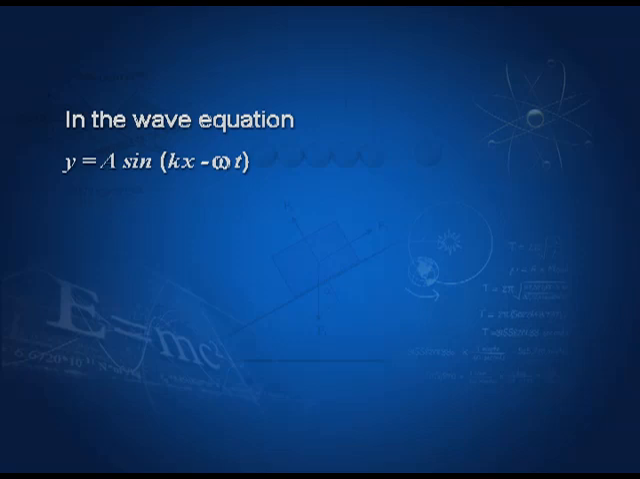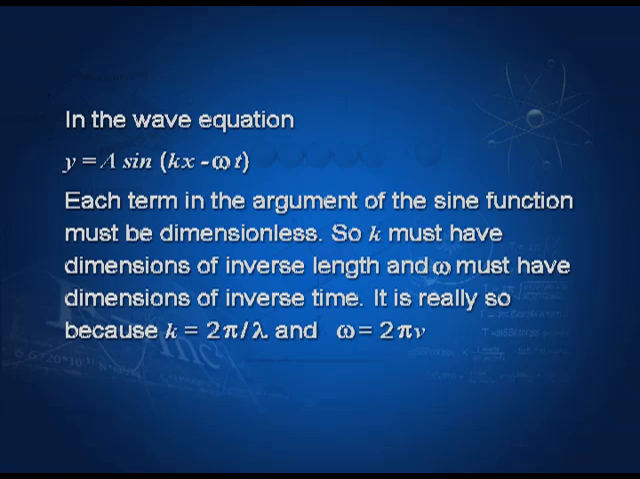This is a familiar equation to you, the wave equation. You will learn it and you will deal with it for a long time. The equation is written as y equal to a sin (kx minus omega t). Now, each term in the argument of the sine function must be dimensionless. So, k must have dimensions of inverse length and omega must have dimensions of inverse time, and therefore, you realize that k is equal to 2 pi by lambda and omega is 2 pi times nu.